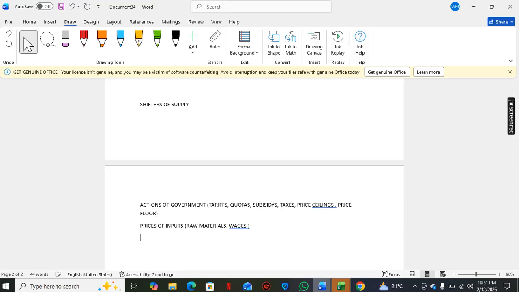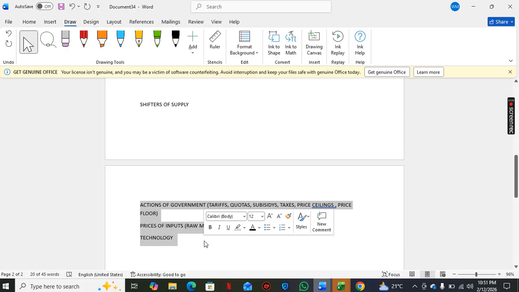Yes, and then technology, as always. Better technology, you produce more. You don't have good technology, you produce less. So these are the main shifters of the aggregate supply. Anybody to add? If I've forgotten any, you can add in. Anybody to add in?